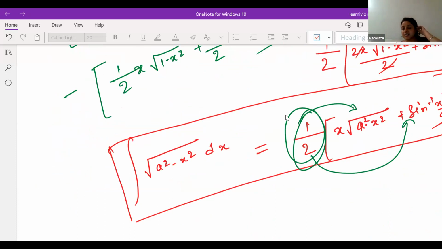Similarly, if we have x tan inverse x or x cos inverse x, we will always take the inverse function as the first function, because we know how to do the derivative of tan inverse x and cos inverse x. So whenever an inverse function is there, please take that inverse function as the first function. Okay.